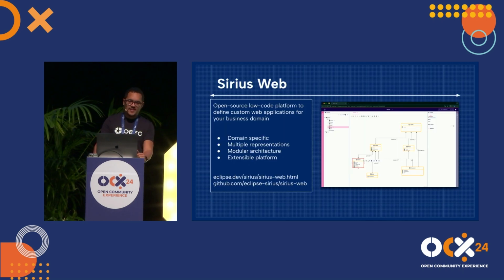So Sirius Web is an open source platform to build domain-specific tools. You start by defining all the concepts of your domain, and then you have the ability to create representations in order to create specific projections of your data on a specific kind of representation. For example, diagrams, trees, forms, things like that. It provides a modular architecture, so you don't have to reuse Sirius Web as a whole. You can just pick specific parts if you want. And it's also extensible, so if you want new features, you can build on top of it.